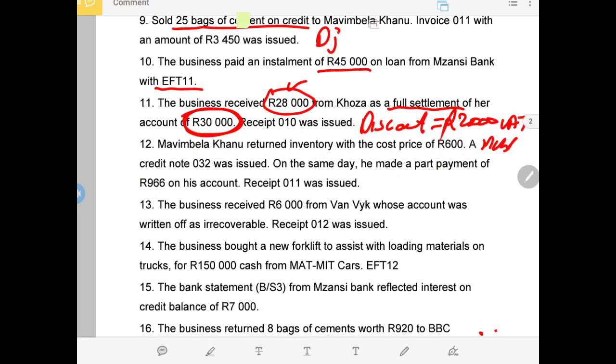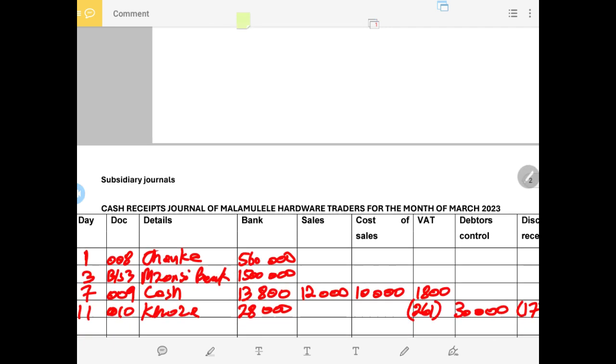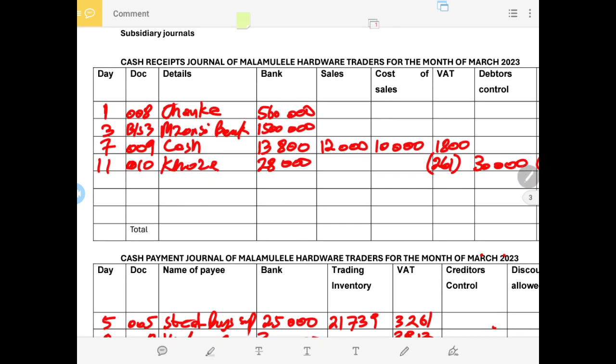Let us now start with the first one that we meet, which is likely to be our cash receipt journal. Cash receipt journal is Mavimbela who returns on the 12th day. And it was 011.